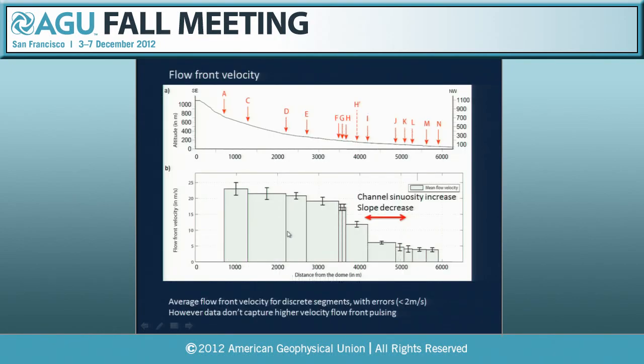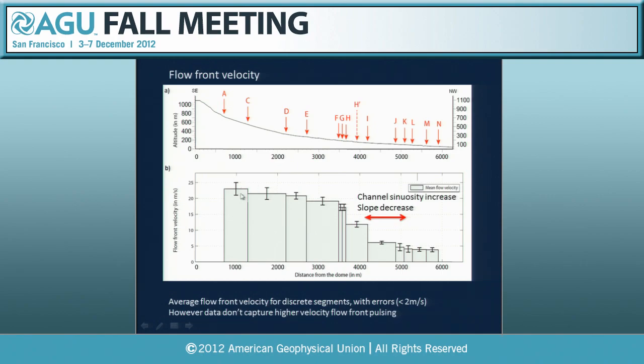From this, you can obviously get flow front velocities. So here again is that plot of the flow front positions with the valley profile. This is distance from the dome and velocity. So you can get this average flow front velocity for these discrete segments with errors less than about 2 meters per second. However, the data don't really capture any kind of higher velocity flow front pulsing that we know happens.